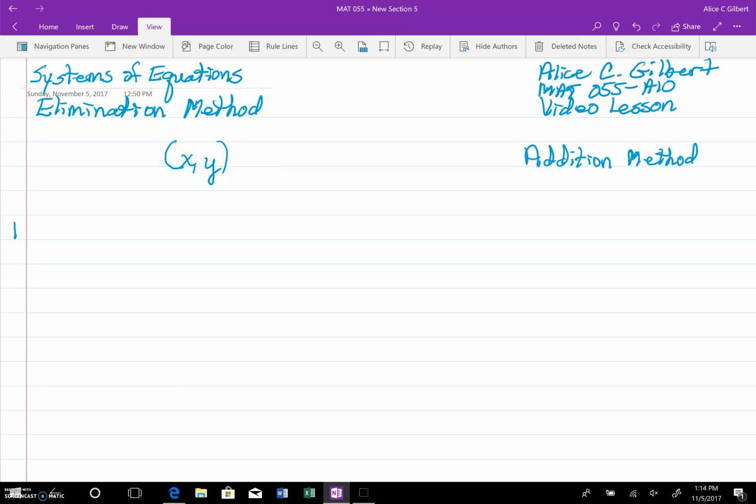So once again, let's say we have our problem. We're going to label our equations, equation number 1 and equation number 2. So that's equation number 1, and 3x minus 7y equals -6. First of all, make sure you wrote it correctly.